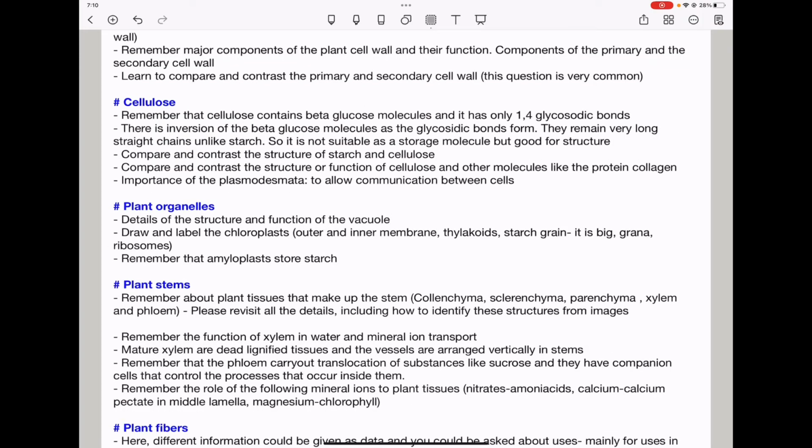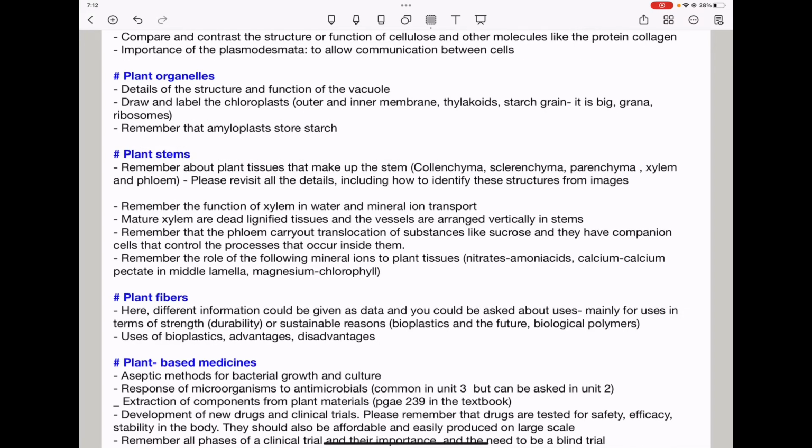When we go to plant organelles, details of the structure and function of the vacuole could be asked. They can ask you to draw and label the chloroplast. Remember to include the outer membrane, the inner membrane, the thylakoids, starch grains. Remember this is big. Include the grana as well as some ribosomes and genetic material. Remember that amyloplasts store starch.